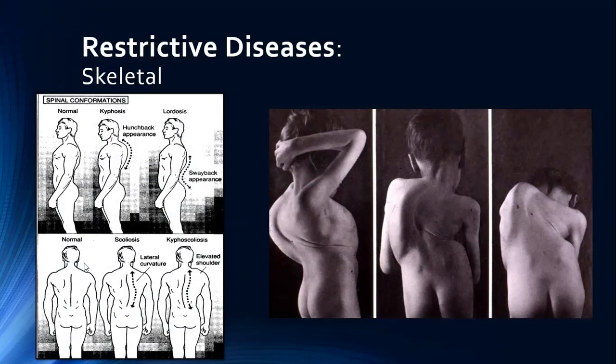Now let's look at the back. A normal spine, right, will be straight up and down. Scoliosis is the S shape, a lateral curvature. Just think of an S, scoliosis, right? That kind of changes everything. And then kyphoscoliosis has the hunchback and the scoliosis curve, right? Elevated shoulders, and the shoulders are kind of up and hunched over. So those are some of the skeletal restrictive diseases, okay?